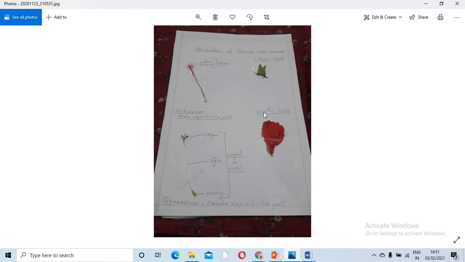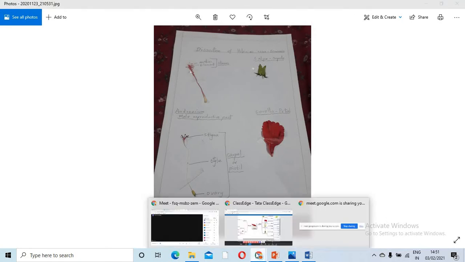I want you to do this dissection and stick the different parts of the flower as shown in this A4 sheet. You will take an A4 sheet and do this. I will send this image also in the Google Classroom. You can do it. Now we'll move to the quiz. I'd like some of you to answer.